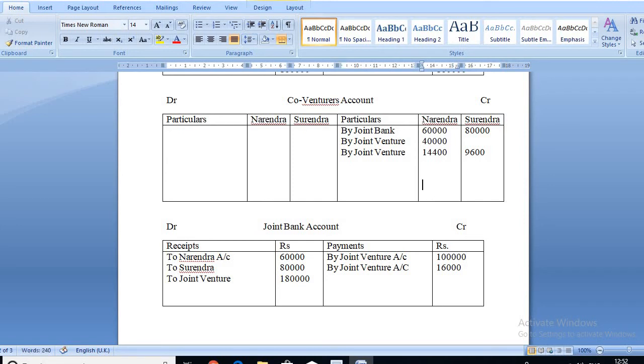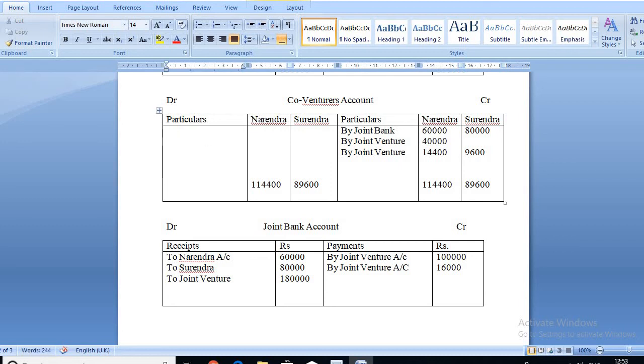Here the credit side is more: 1,14,400 for Narendra and 89,600 for Surendra. Now make balance. On the debit side there is no entry, so make balance.